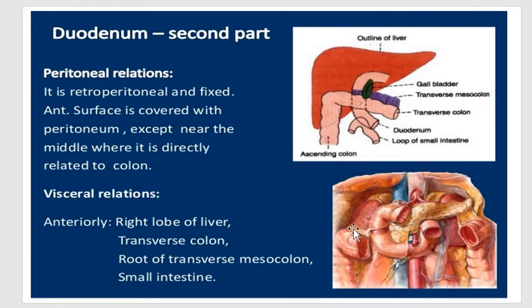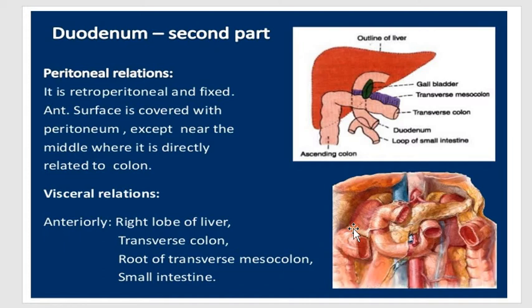Now you can say the second part of duodenum is very important, because out of the whole duodenum you can sometimes get a question on the second part of duodenum. So the second part needs to be done well. So what are the peritoneal relations, what are the visceral relations of the second part of duodenum? They are very, very important.